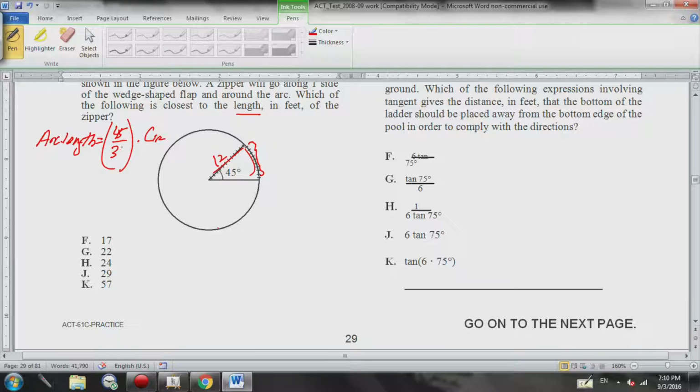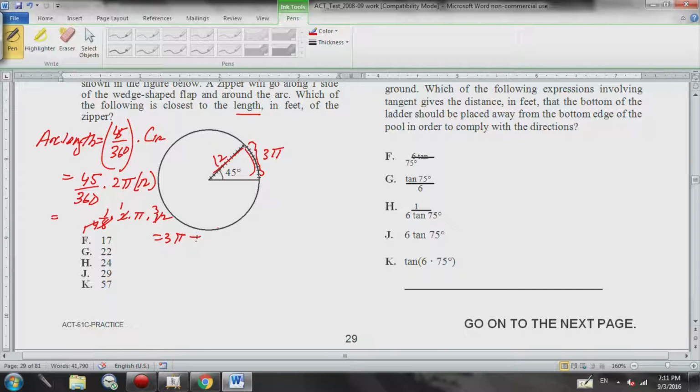arc. So it's going to be 45 over 360. That's the fraction. Of the circumference, which is 2 times pi times the radius, which is 12. So this is 1/8 times 2 times pi times 12. 2 goes into 4 two times, 4 goes into 12 three times. That's 3 pi. That's 3 pi. This is the arc length.